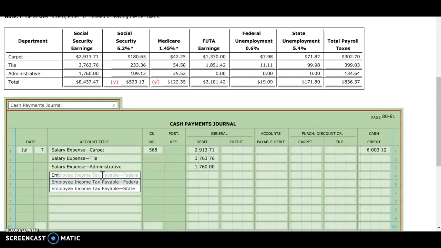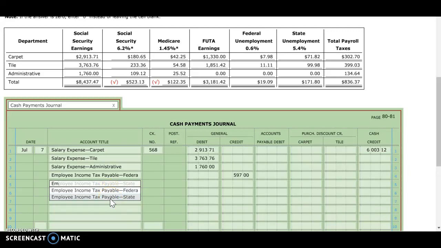Okay, my debits and credits do not equal because I do need to put in my credits to my taxes. So I'm going to start with my employee income tax payable federal, and I'm going to credit that account for $597. Then I have my employee income tax payable state. That's going to be a credit of $421.87. Social Security, that's going to be a credit of $523.13.